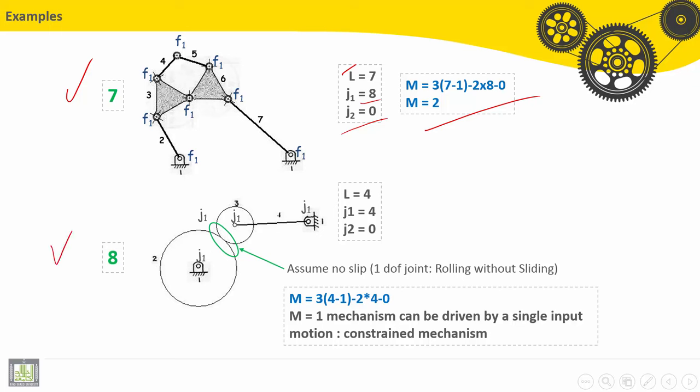Number 8, we have to assume here no slipping in this region. So number of links is equal 4, include the ground, 1, 2, 3, and 4. Lower pair joints, we have 4. Rotation here, and rotation here, 3. And in this region, we have rolling without sliding, so 1 degree of freedom joint, total is 4. And no higher pair joints. So M mobility is equal 1. Mechanism can be driven by single input motion, constrained mechanism.